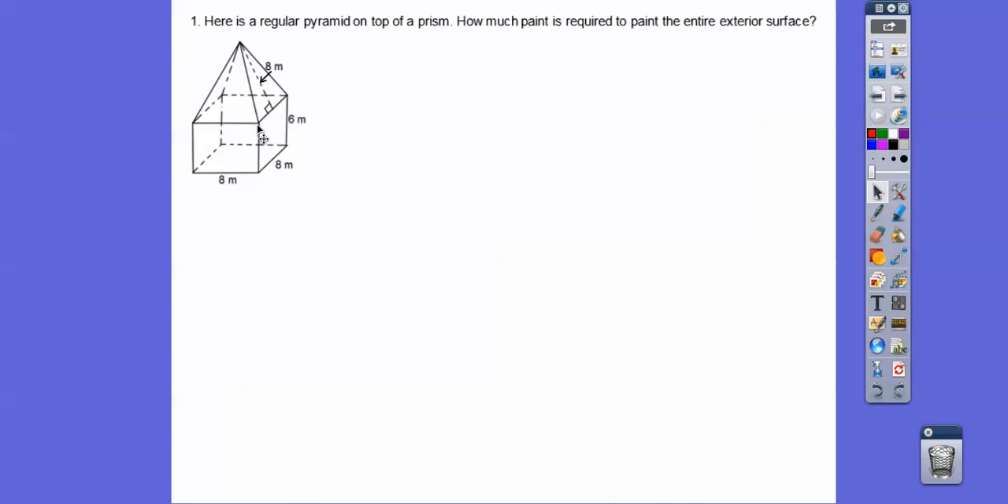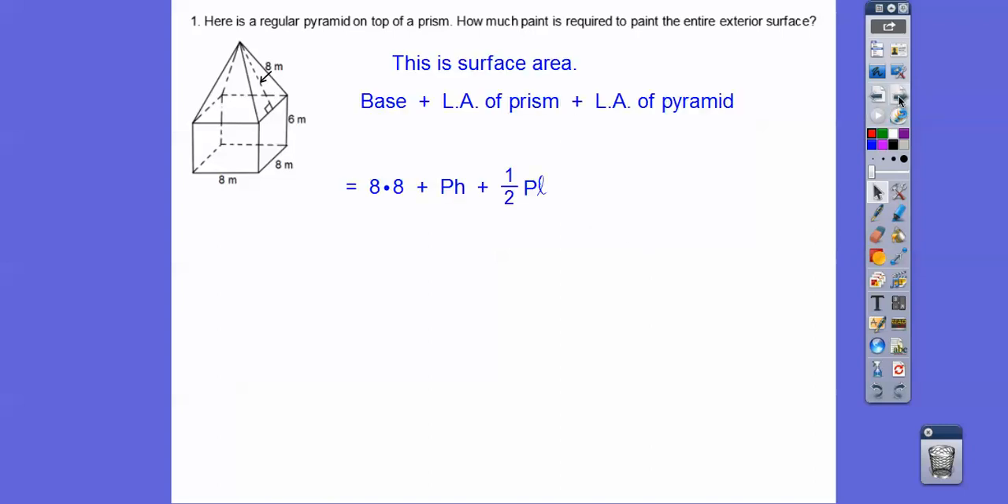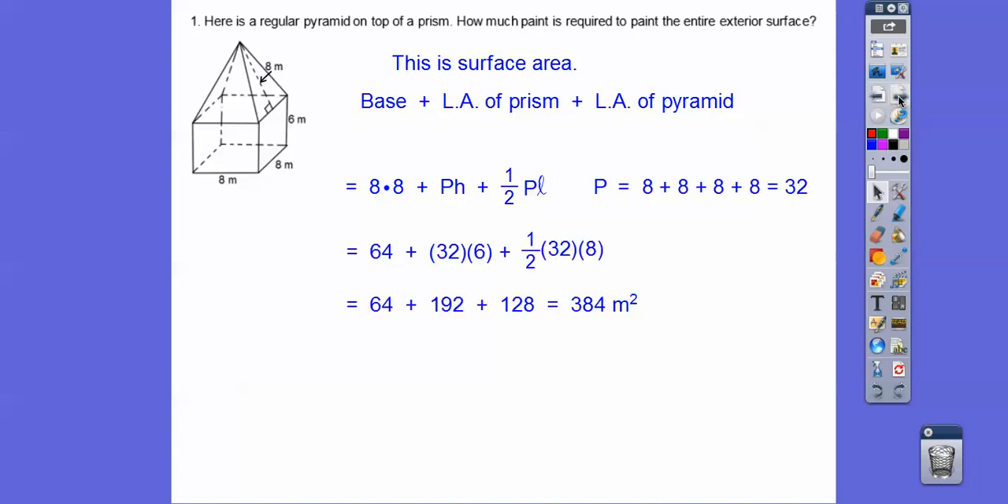So remember, they're triangles, so the triangle is 1/2 base times height. And then this one over here is 1/2 this base times the height up here, and 1/2 base times height. And so all of them are 1/2 base times height, which is 1/2 the perimeter times the height. Okay, so there's our groovy formulas, and so we put that together, and we're going to get 384. And remember, always square units, so here meters squared.